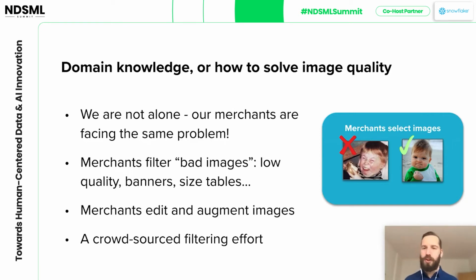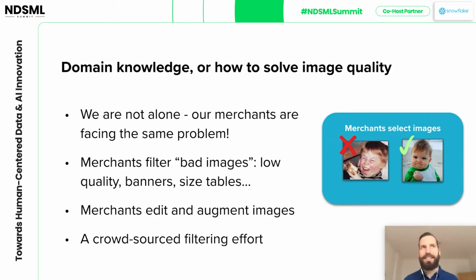But when we were talking to the catalog managers, they almost immediately told us, look, you're not the only ones that have this problem. Our merchants have exactly the same problem. And what do they do? Well, they pick and choose. So they basically filter out the bad images when they choose which images to display on their website after they import the product from the catalog. They choose good images. They remove banners, they remove size tables, or they remove images that are too complicated.